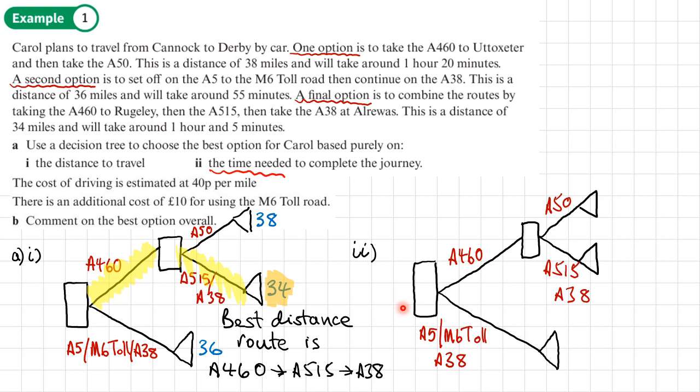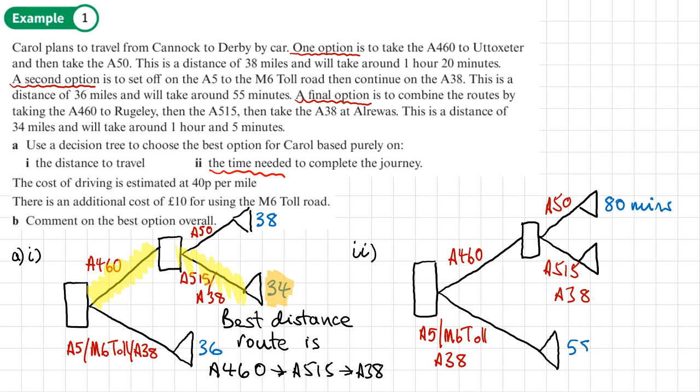Okay, so remember the top branch here, that is option number 1, A460 followed by the A50, and this payoff is 1 hour and 20 minutes. Let's write it in minutes. So that will be 80 minutes for taking that route. The second option, remember, is this bottom branch down here, and that will take around 55 minutes. So the bottom branch has a payoff of 55 minutes.